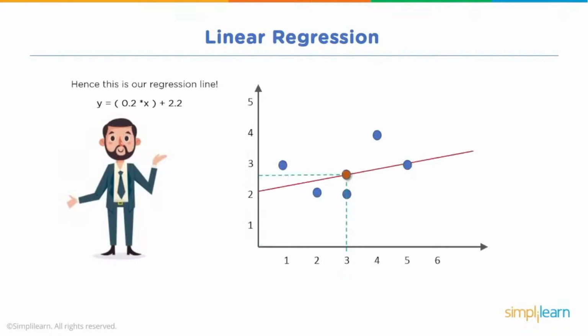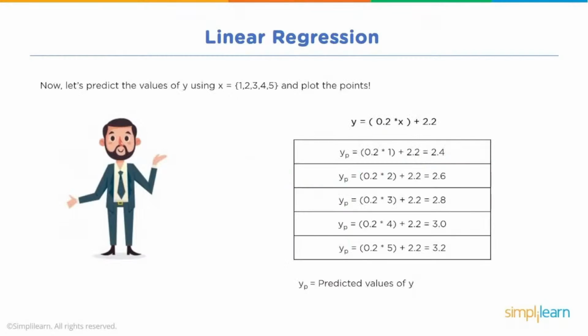And once we have all that, we can go ahead and plot our regression line. y equals 0.2 times x plus 2.2. And then from this equation, we can compute new values. So let's predict the values of y using x equals 1, 2, 3, 4, 5 and plot the points. Remember, the 1, 2, 3, 4, 5 was our original x values. So now we're going to see what y thinks they are, not what they actually are.